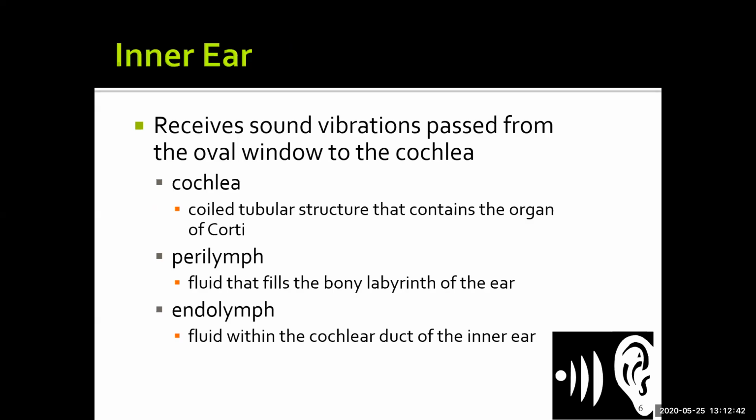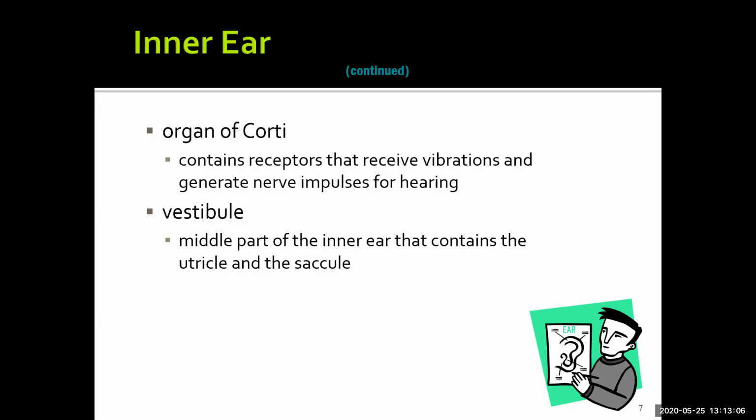The internal or inner ear receives sound vibrations passed from the oval window to the cochlea. And the cochlea is a coiled tubular structure that contains the organ of Corti. Perilymph is a fluid that fills the bony labyrinth of the ear. Endolymph is fluid within the cochlear duct of the inner ear. The organ of Corti contains receptors that receive vibrations and generate nerve impulses for hearing, and the vestibule is a middle part of the inner ear that contains the utricle and the saccule.